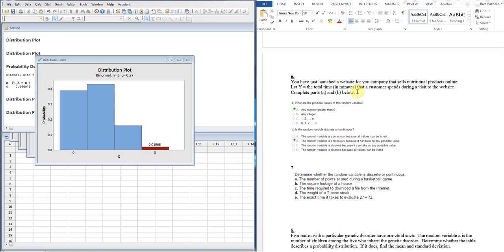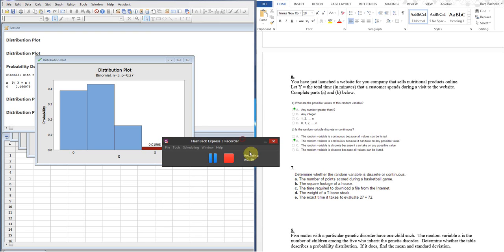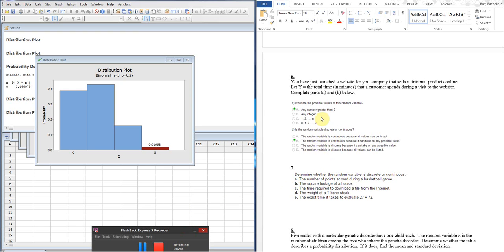So when you look at this, it's not really very discrete because you could spend any number of minutes on a website. Like look at me right now, look at my recorder. I have been recording for 1 minute, 2 minutes and 1 second, 2 seconds, 3 seconds. Just kidding, I'm not going to keep doing that. So any number greater than 0, which means there is an infinite number of possibilities here. And more so than that, you can't count how many there are. Those are the 2 things you should look for if you're trying to decide between discrete or continuous.